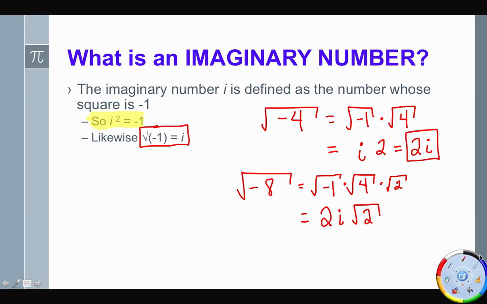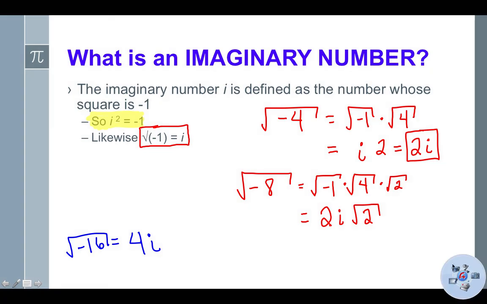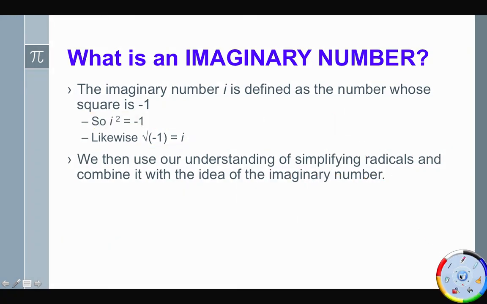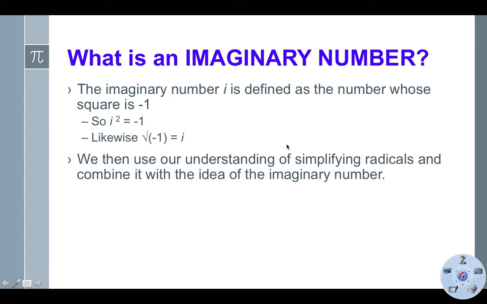And eventually you should just get to the point where if I looked at the square root of -16, you don't have to split it apart if you don't need to. The square root of 16 is 4, and since it's a negative, it's the i, so it's 4i. Let's see here, let's erase. So like I mentioned, you're going to use our understanding of simplifying radicals and combine it with the idea of the imaginary number to solve those types of problems that we just saw the examples for.